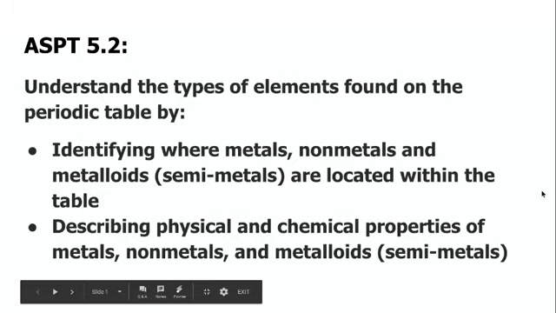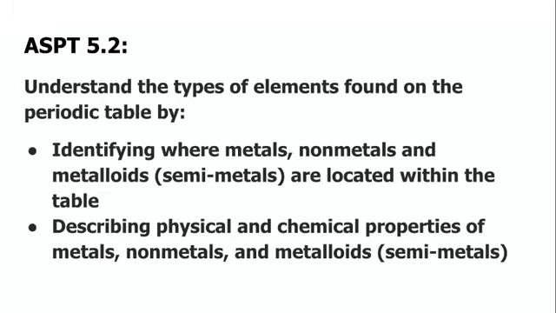ASPT 5.2 is all about the different types of elements on the periodic table. And there are only 3 different types of elements: metals, nonmetals, and metalloids, which we also call semimetals. You need to be able to identify the general location of where these are, and also be able to describe or identify physical and chemical properties of these different types of elements as well.